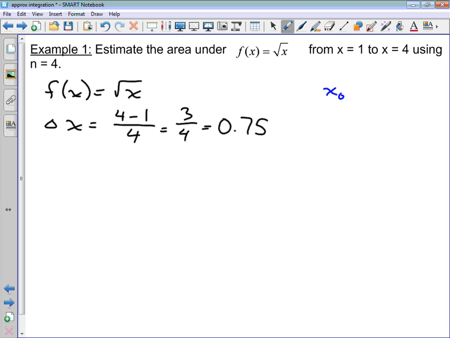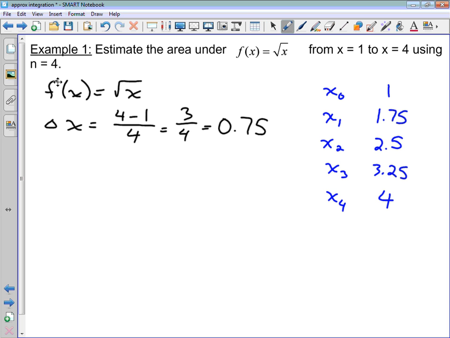So we start at 1. The boundary of the ending of our first interval, or our point x1, is going to be 1.75. x2 is going to be, we go up another 0.75. Our next interval, we go up another 0.75 to 3.25. And finally, our endpoint for our area approximation is going to be 4 here. So let's apply our trapezoidal approximation.